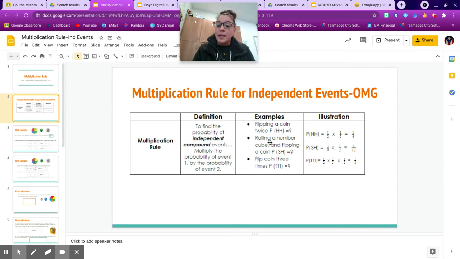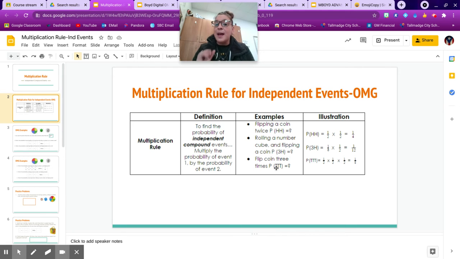What's the probability that you'll roll a number cube and flip a coin, and you're going to get 3 on the number cube and heads on the coin? Well, the probability of getting 3 on the number cube is 1 out of 6. The probability of flipping heads on the coin is 1 out of 2. 1/6 times 1/2 is 1/12.